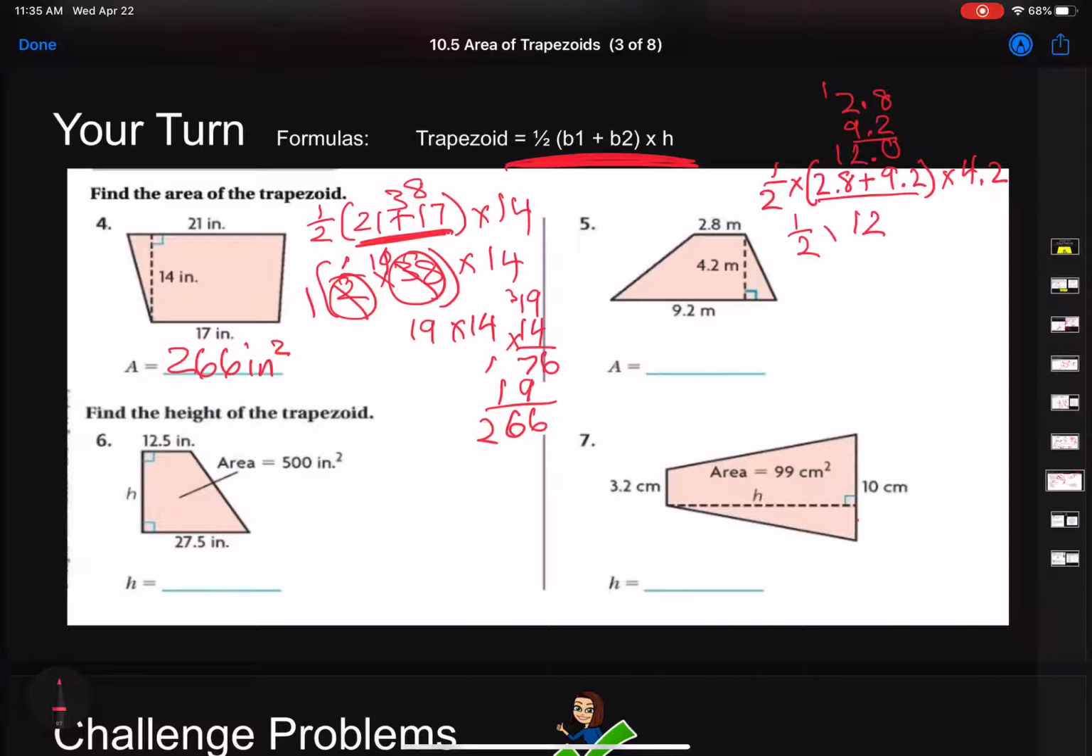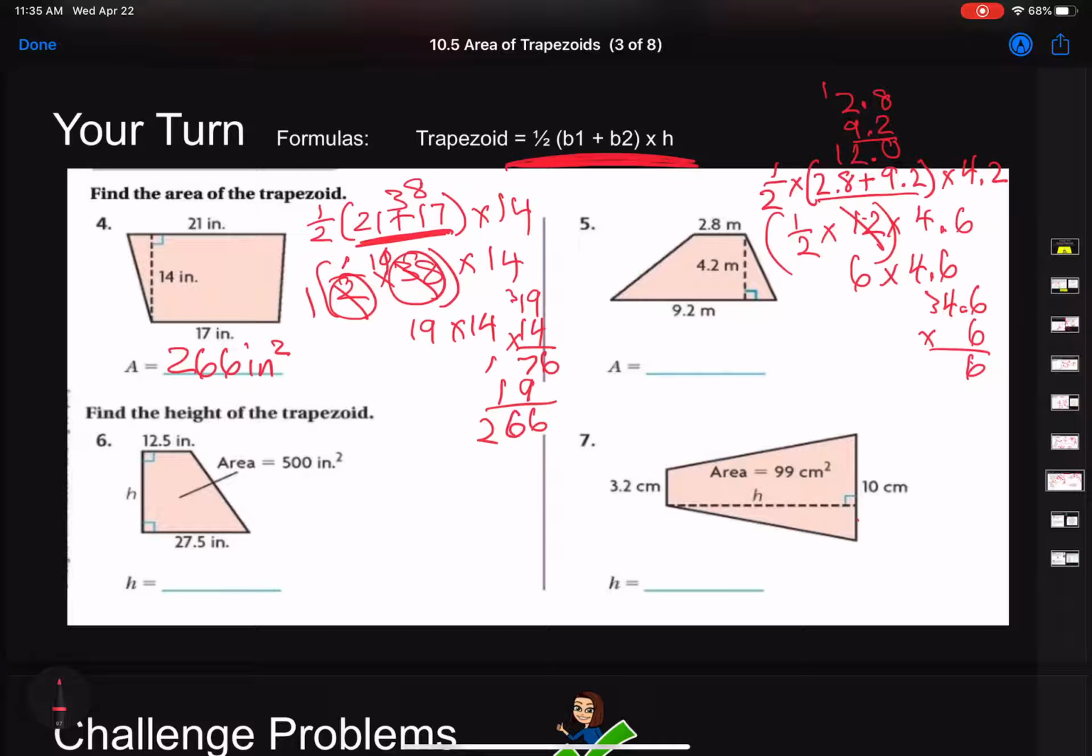Okay, so you got 1/2 times 12 times 4.6. Now you can simplify the 1/2 times 12, because remember that just means you're going to half 12, so that's going to be 6. So you're going to go 6 times 4.6. Once you do that, you're going to have your final answer. So we're going to do 4.6 times 6.